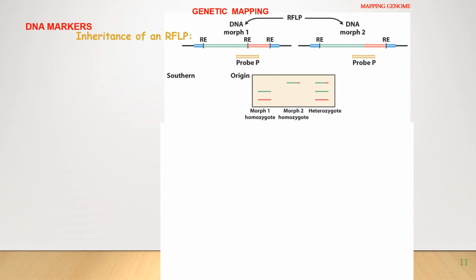How is RFLP used in genome mapping? Here, first select a restriction site with two morphs and design a probe for this site. Example, in this case, probe B. After restriction digestion and Southern hybridization, the gel profile is given below.